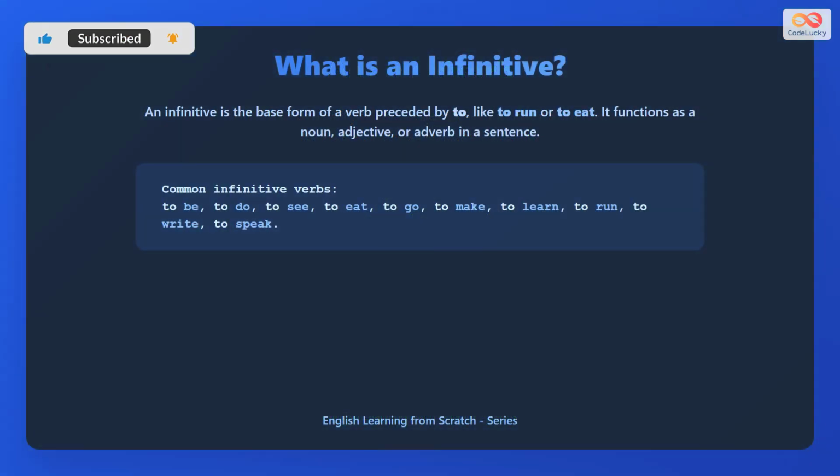An infinitive uses to plus the base form of any verb. Common examples include to be, to do, to see, to eat, to go, to make, to learn, to run, to write, and to speak. This base form never changes regardless of person or tense.